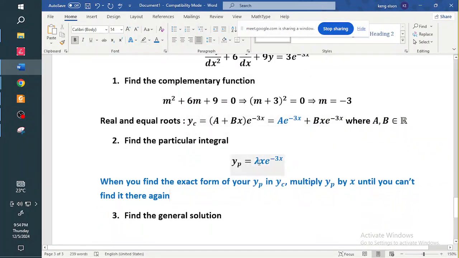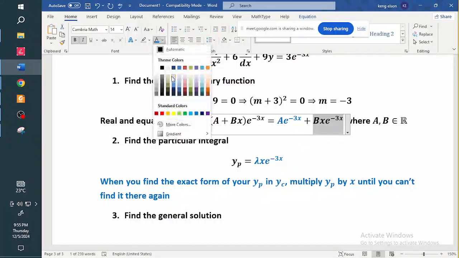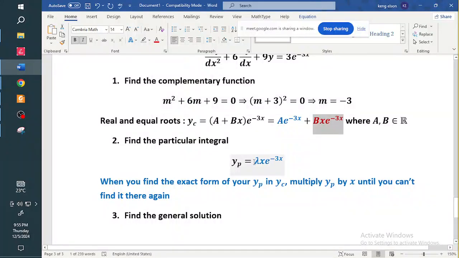So the first time, the initial guess is lambda e to the minus 3x. I'll check here. Can I find it? Yes, I can find it. This is it here. So I'll multiply this by an x. And I'll check again: lambda x e to the minus 3x. Can I find it here? Yes, I can find it. This is the exact form here, Bx e to the power negative 3x. This form is exactly like that form.